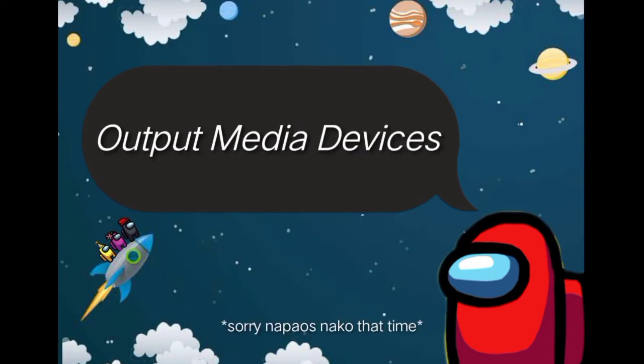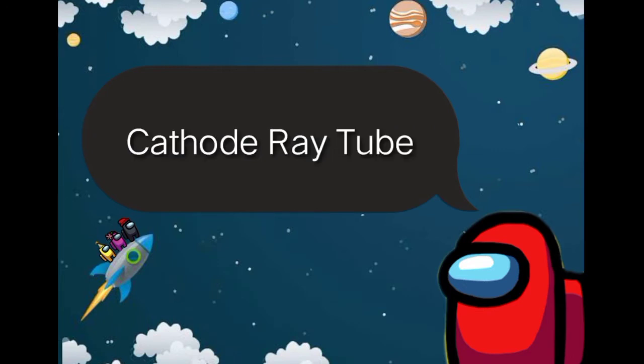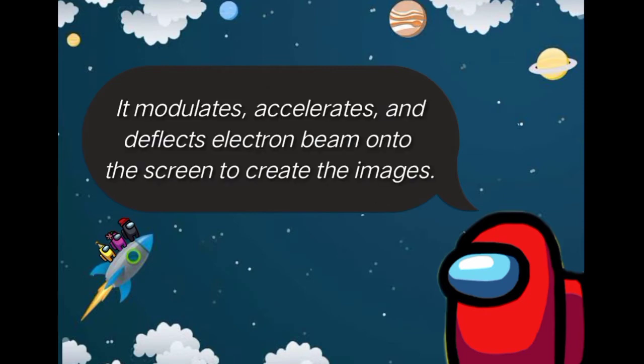Output media devices. CRT screen means cathode ray tube. A cathode ray tube is a vacuum tube that contains one or more electron guns and a phosphorescent screen and is used to display images. It modulates, accelerates, and deflects an electron beam onto the screen to create the images.